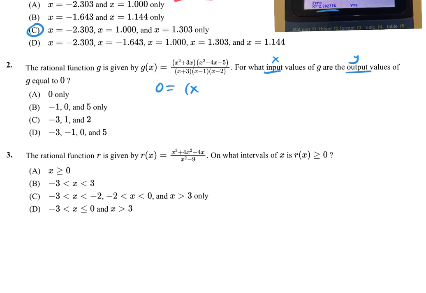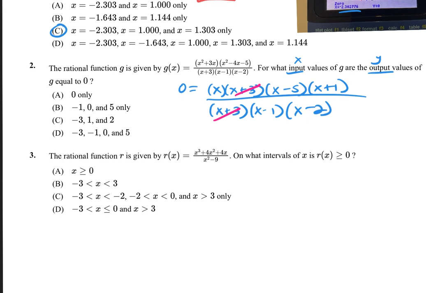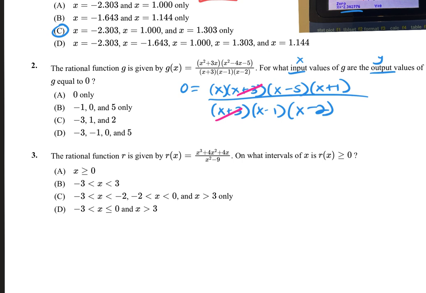So if I factor that out, I get x times x plus 3, and then x minus 5 and x plus 4, all in my numerator, and then I get x plus 3, x minus 1, and x minus 2. So before I can find the zeros of the function, I have to make sure I can't simplify it. If we cross through here, that's a hole. So that means that one of my zeros is eliminated. So what's left is 0, 5, and negative 1, which would be B.